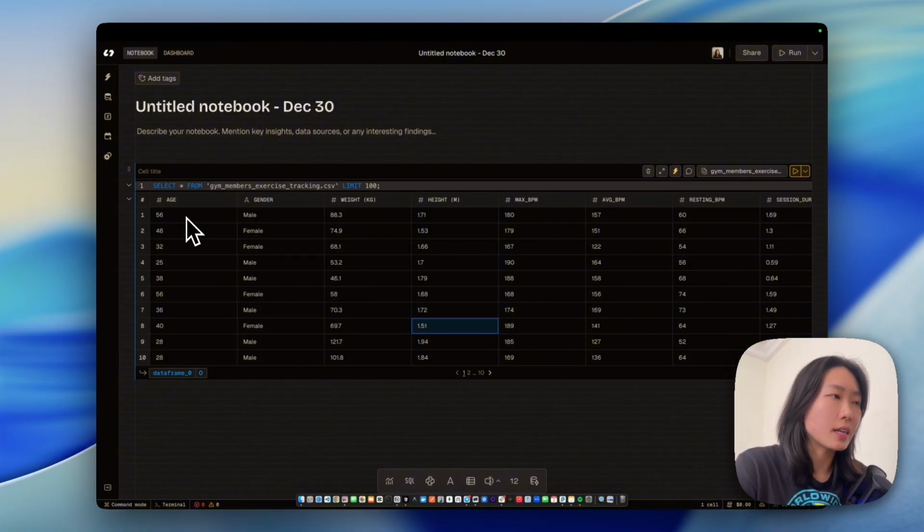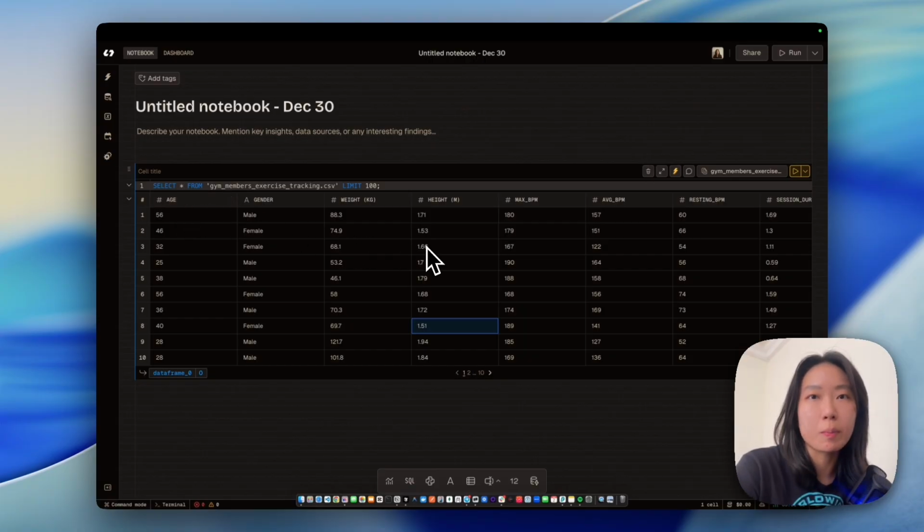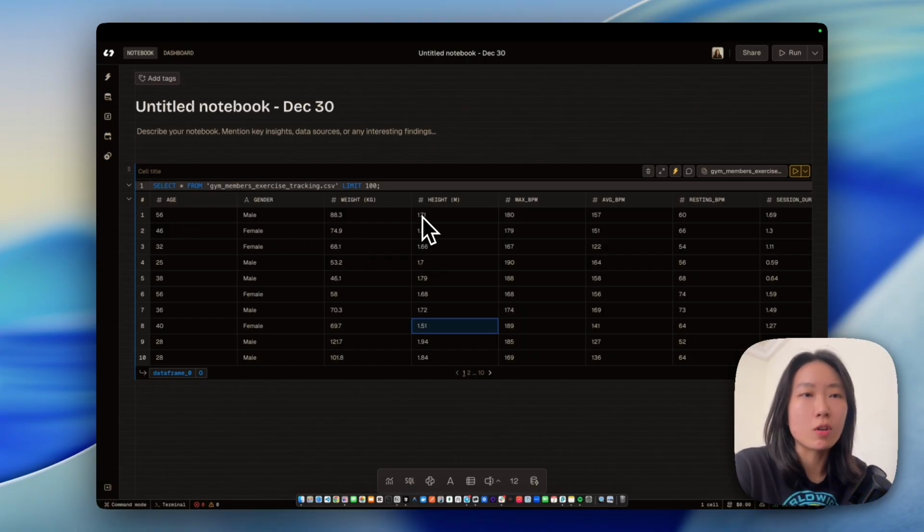You look at the data in this way, and each column describes something about the member: the name, the age, the gender, the weight, the height, the BPM. So the whole table is not the gym members, but a model of the members.